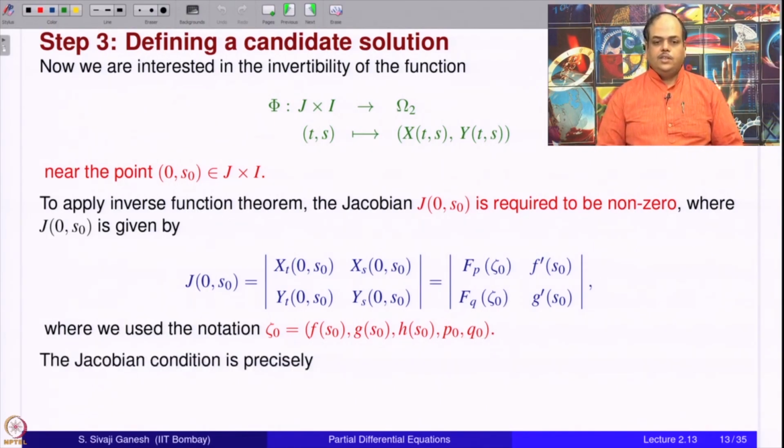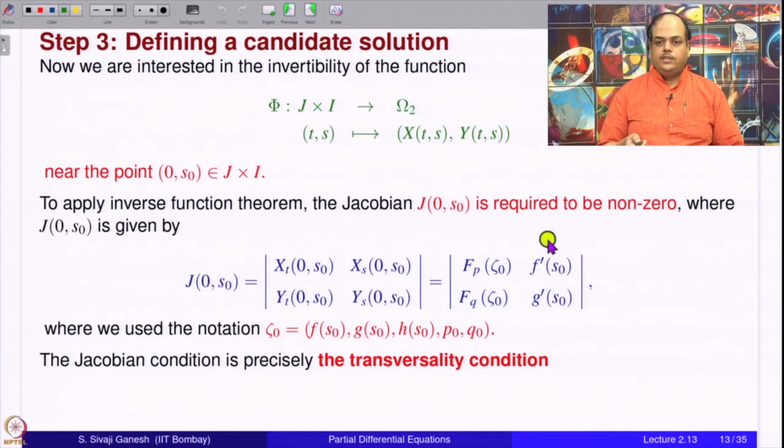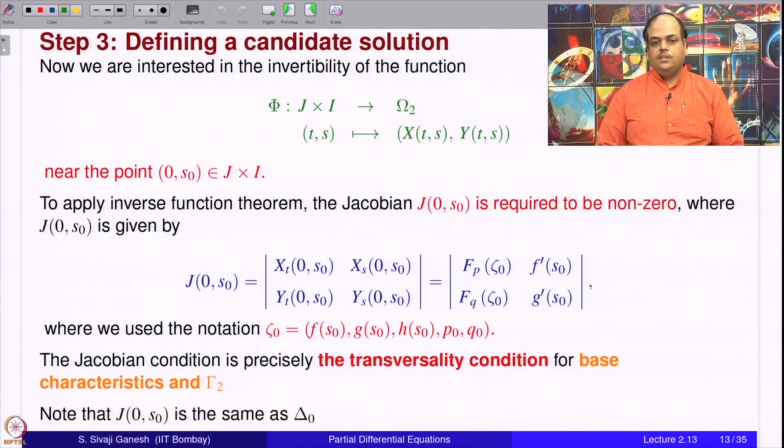Now, the Jacobian condition is precisely the transversality condition. Okay. f prime, g prime corresponds to what? Tangent to gamma 2. What is gamma 2? Projection of gamma to the xy coordinates, in omega 2. This is the tangent to the base characteristics of direction f_p and f_q. We have to assume this is non-zero, that means they are not parallel. So, base characteristics cut gamma 2, that is the transversality condition. This is the same as the delta naught that we saw in step 2.